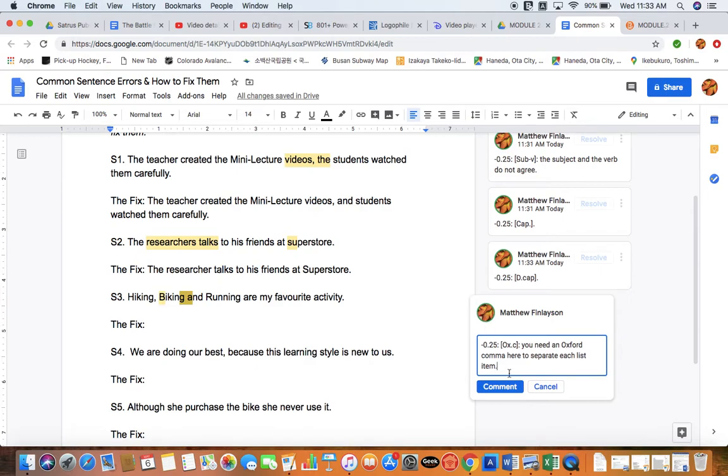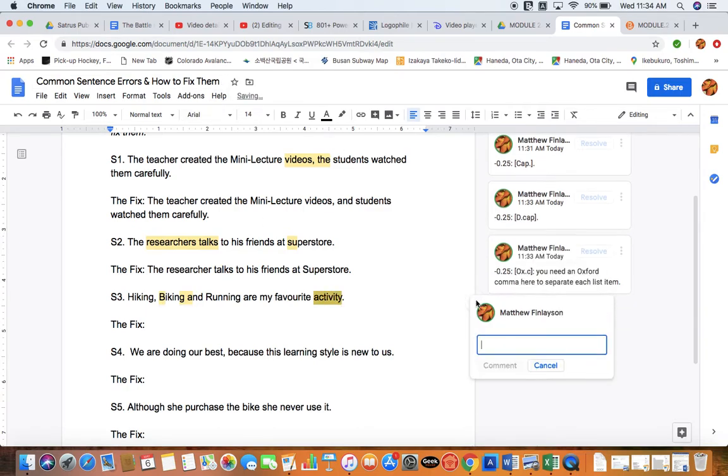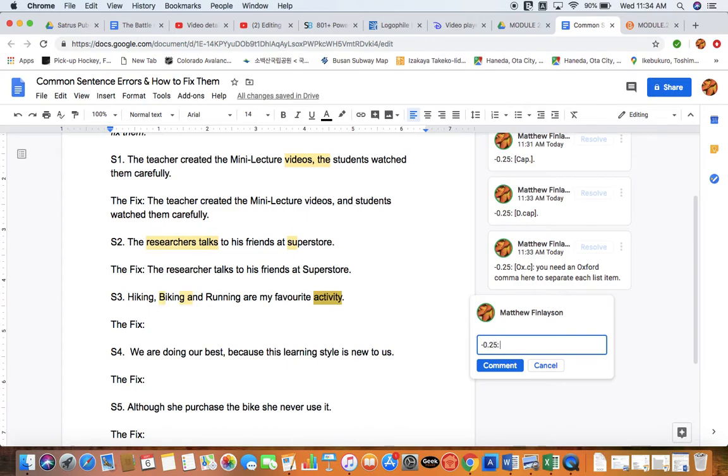Good. Okay. And then finally, we've got three things here, hiking, biking, running, but then I've used a singular noun to describe them. So obviously that's also a problem. So we would say pl.n. So you need to pluralize this noun to make it fit in this context.